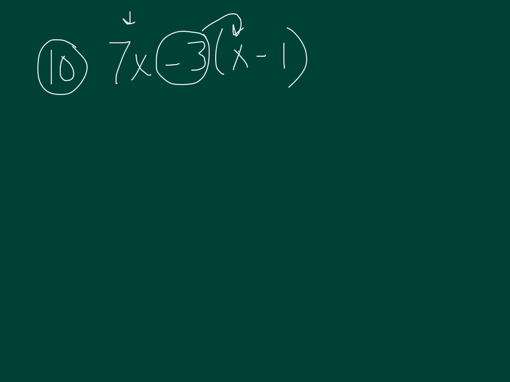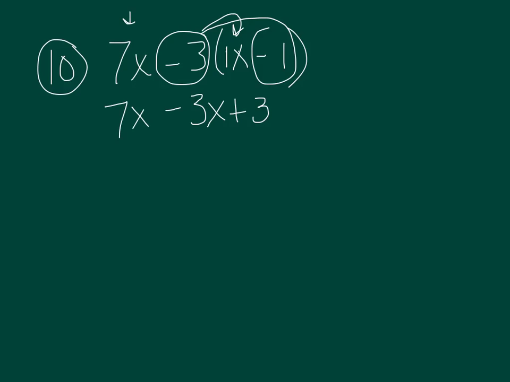So negative 3 times x, you remember the coefficient of x is 1. So negative 3 times 1x is negative 3x. And circle and solve, so double multiply. Negative 3 times negative 1 is a positive 3. And bring down the rest of the story.